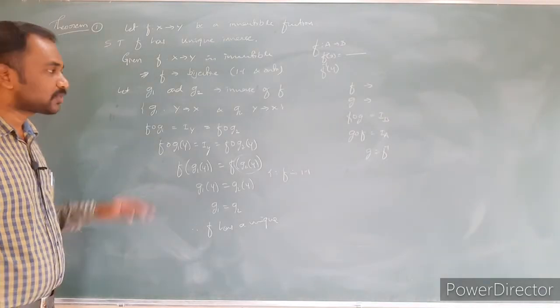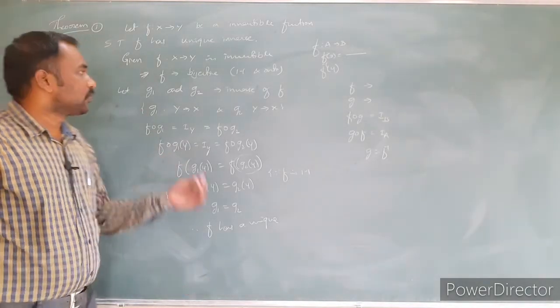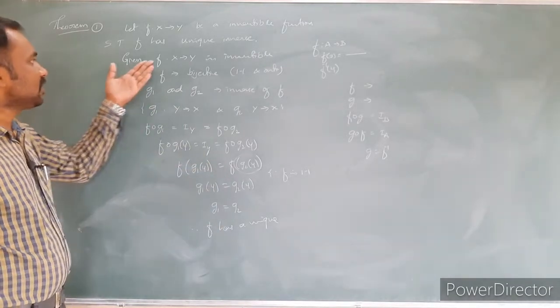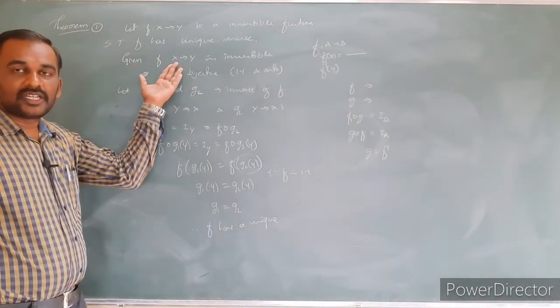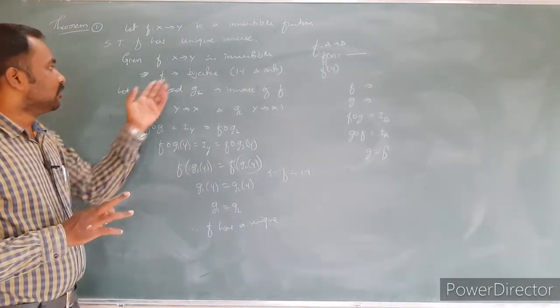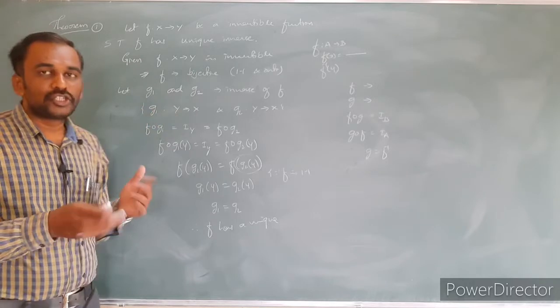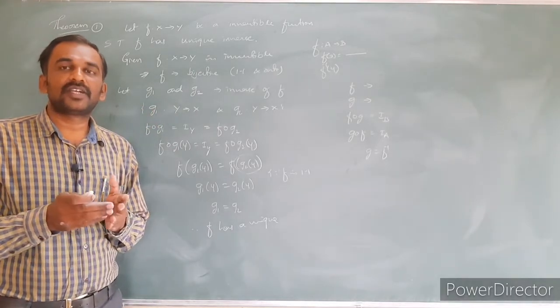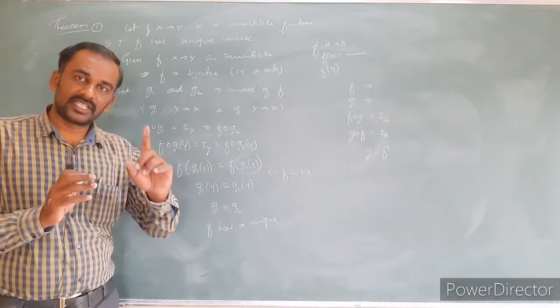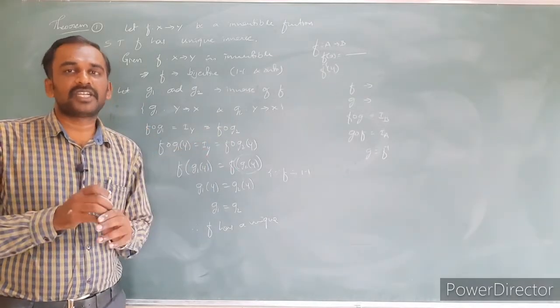Are you clear about this one? Contradiction method, proving that. Once again, just clearly observe here. F is an invertible function. Invertible means both one-one and onto, that is bijective. Bijective is given. I only assume that G1 and G2 are inverses of the given function F. For the single function F, there are two different inverses.